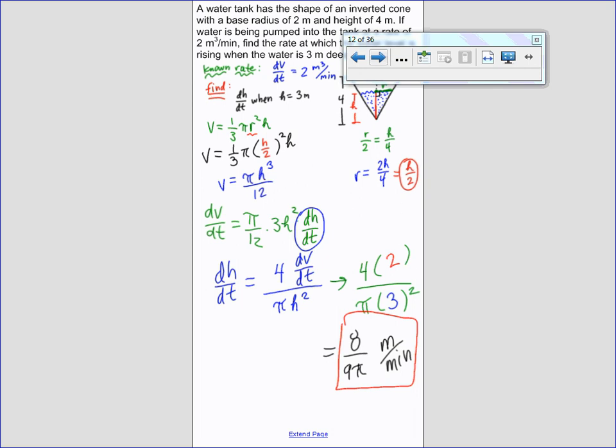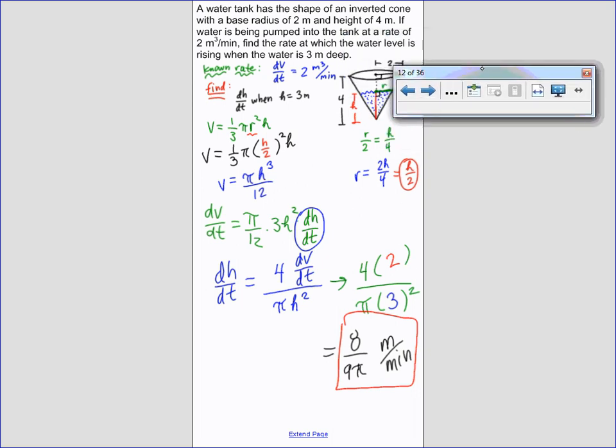Okay, so some easy things to check. Should my dH/dt be a positive or negative quantity? Positive, is it? Yes, so that's good news. So it looks like my water level is rising.